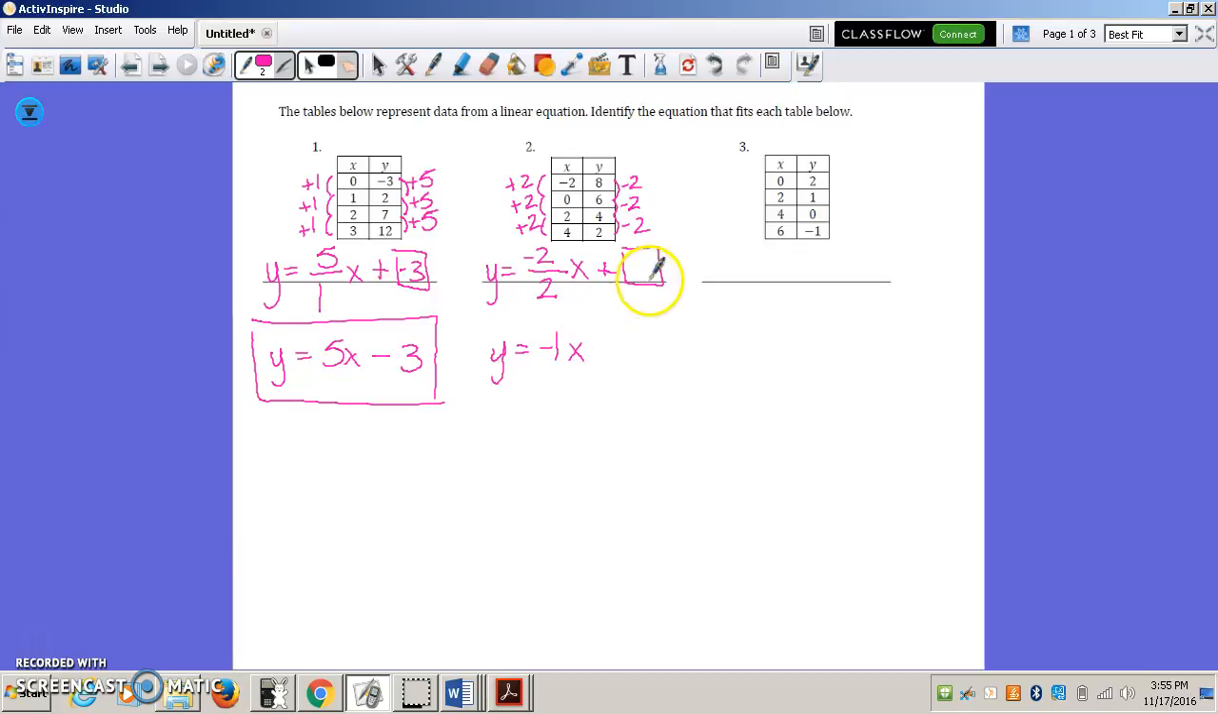Now again, we're trying to figure out what number I can put here to make this equation work always. So let's try some numbers. Let's take 0. Y equals -1 times 0. Well, -1 times 0 is 0. 0 plus what would give me 6? Well, 0 plus 6 would give me 6. So that's a possibility. Let's see. 2 times -1 is -2. -2 plus 6 gives me 4. So we're good. 4 times -1 is -4. -4 plus 6 is +2. Looks like we found our last number. So my final solution looks like -1x plus 6.